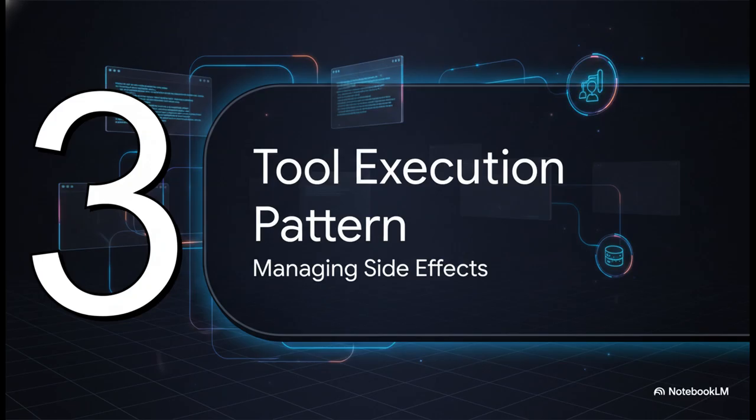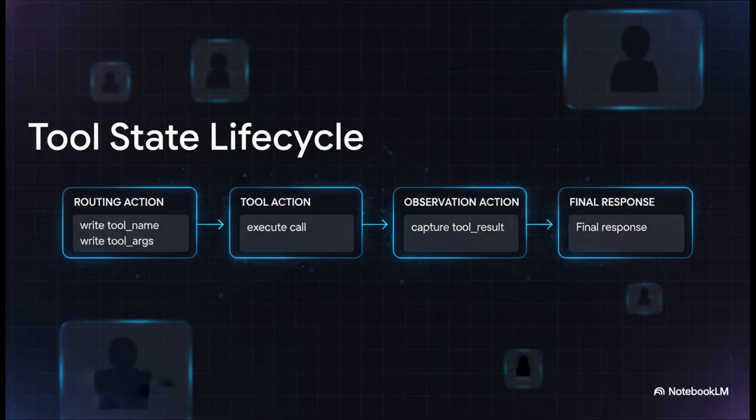Section 3, the tool execution pattern. Let's talk about managing external side effects. How do our models safely interact with the outside world? Whether that's querying a live API or modifying a database, managing external side effects is absolutely critical for reliability. A huge anti-pattern in AI development is letting a model decide to call a tool, execute the API request, and format the response all in one massive unobservable step. Look at this state field lifecycle instead. In Burr, a routing action first decides what to do, writing the tool name and the specific tool args to the state.